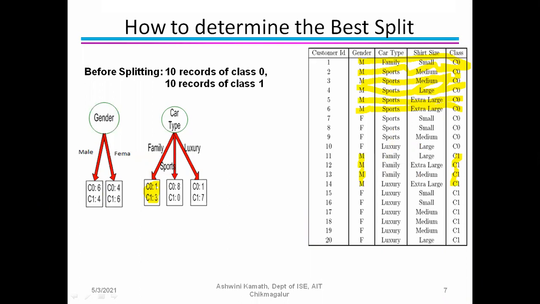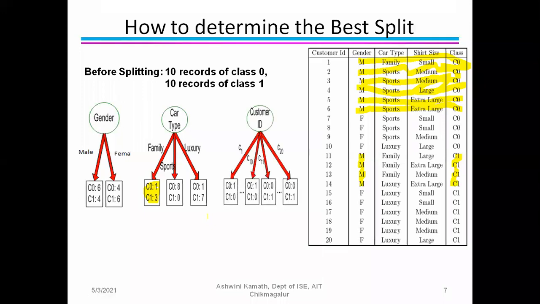Similarly, for sports, we have 8 C0 values and 0 C1 values. So all the car types of sports belong to C0. Sports car belongs to C0. Then for luxury, we have 1 C0 value and 7 C1 values. Okay, so we'll go for the next example.